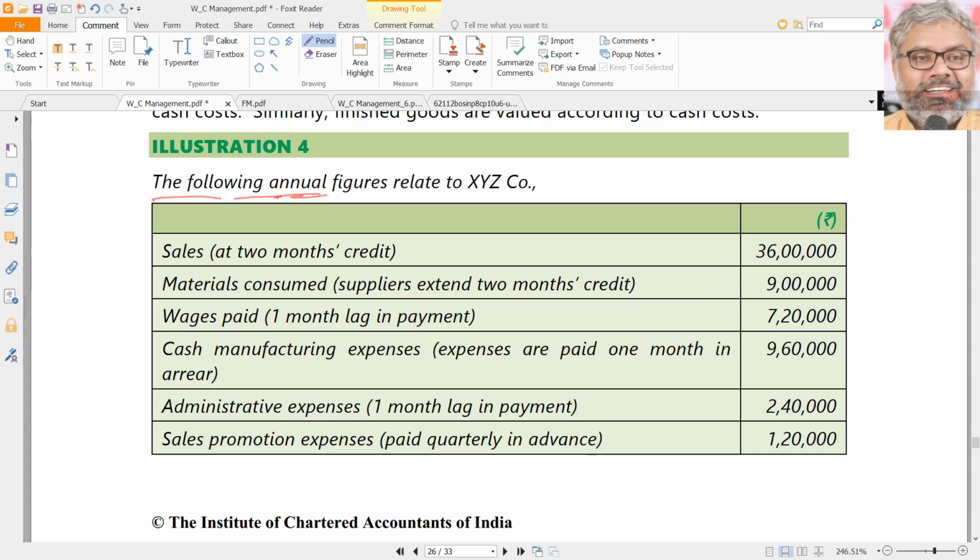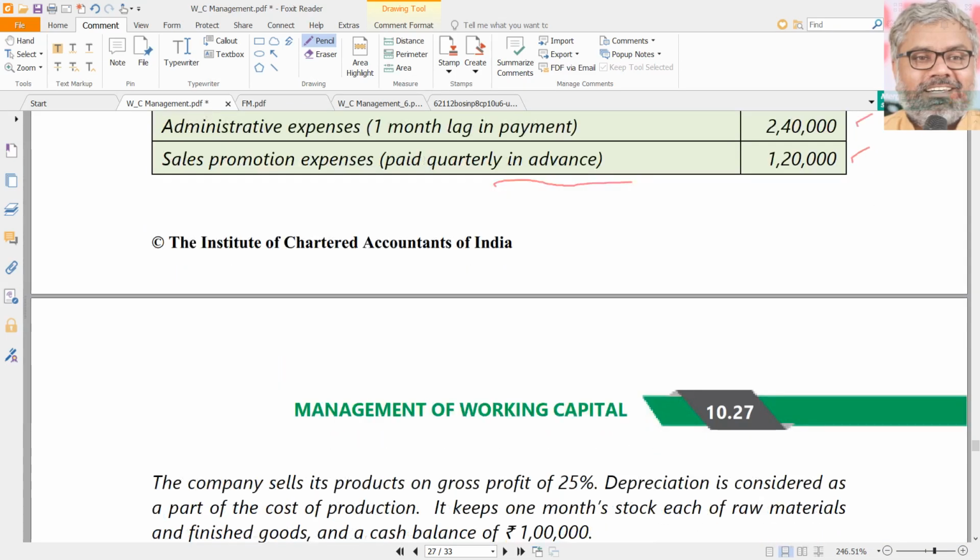The following annual figures relate to XYZ company. Sales directly given, materials consumed, suppliers extend 2 months credit is 9 lakhs, wages paid is 7,20,000, but there is a 1 month lag. Cash manufacturing expenses are already given, that is 9,60,000. Administration expenses 2,40,000, but 1 month lag is there. Sales promotion expenses paid in advance, not in arrears. They are paid in advance, means it's a current asset. So prepaid expenses will be there, but total annually 1,20,000. Quarterly they are paid in advance.